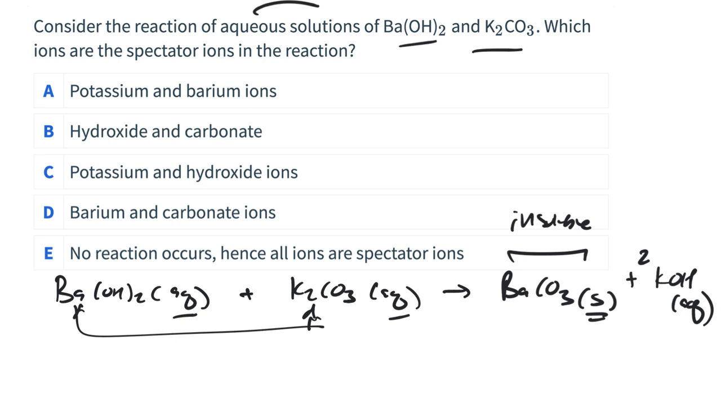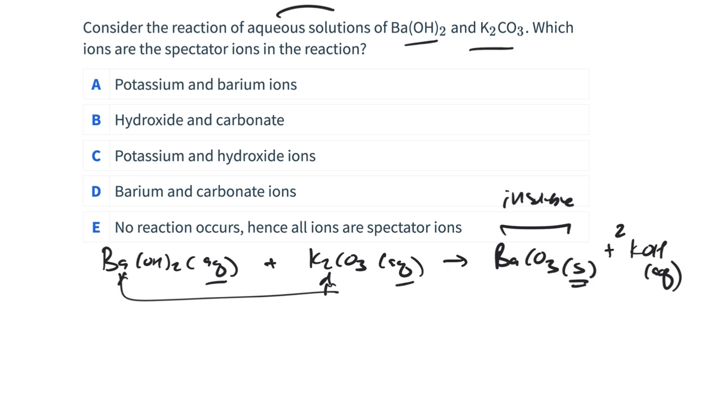Now we call this the full molecular reaction because the AQ ionic compounds are really not molecularly linked together in solution like we're showing them. And so the things we can do is we can write the full ionic equation, which looks like this: barium 2 plus, 2 hydroxide ions. I'm dissociating my strong electrolytes. So the only things I dissociate are strong electrolytes.